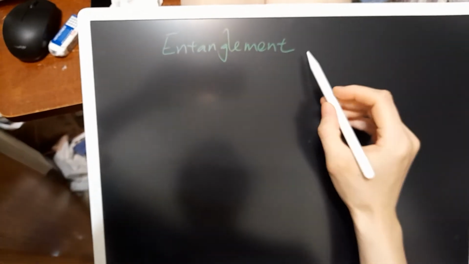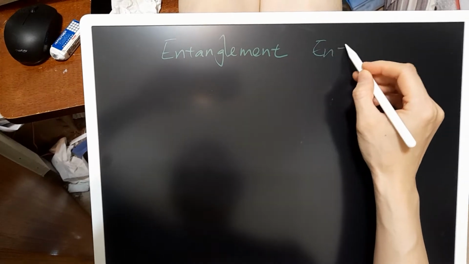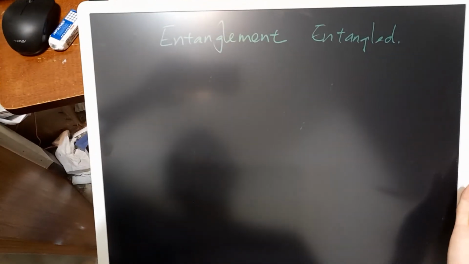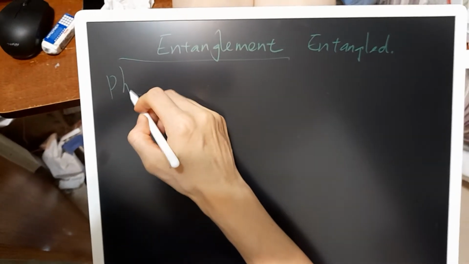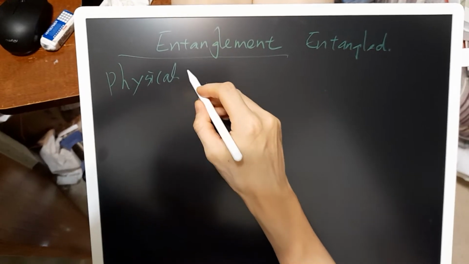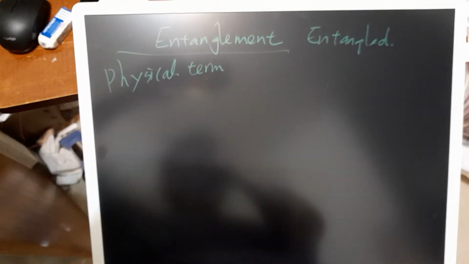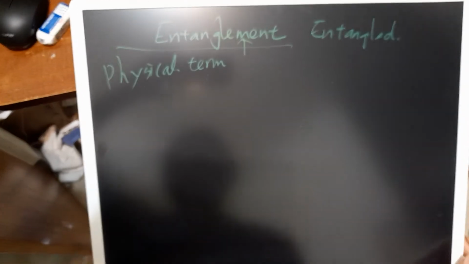Hello, today I would like to talk about entanglement, and probably you heard about entangled. Entangled is a kind of, for example, the relationship entangled to each other, or an event entangled to other things. But today I'm talking about the physical things. It's a physical term. I will explain and give you an example about what is the entanglement.